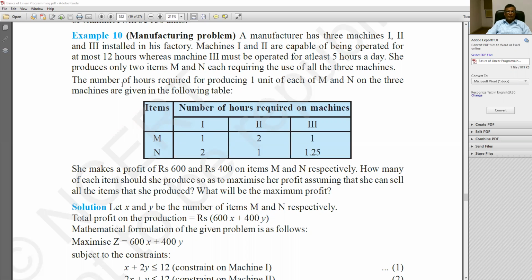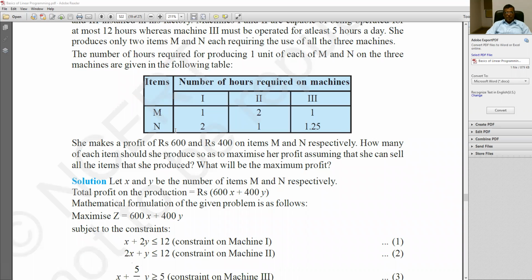The number of hours required for producing 1 unit of each of M and N on the 3 machines are given in the following table. So I suggest you kindly draw these tables and write all the items explained here, the number of hours required on machines. Categorize machines as 1, 2 and 3, with columns M and N.